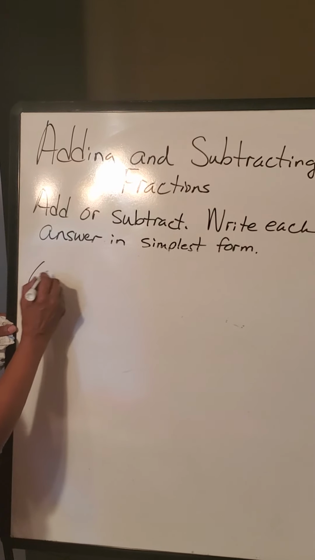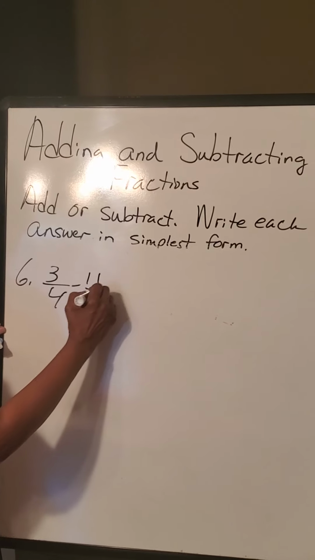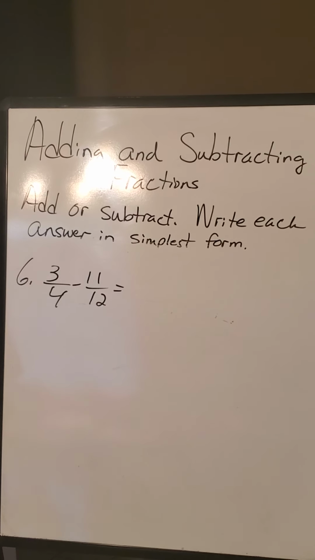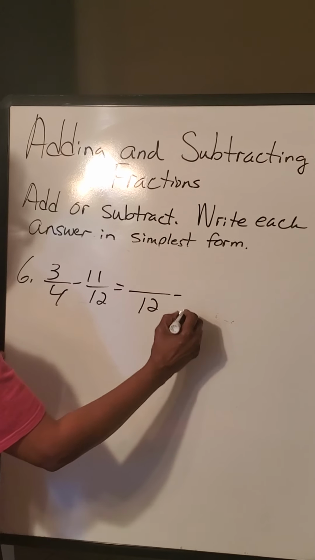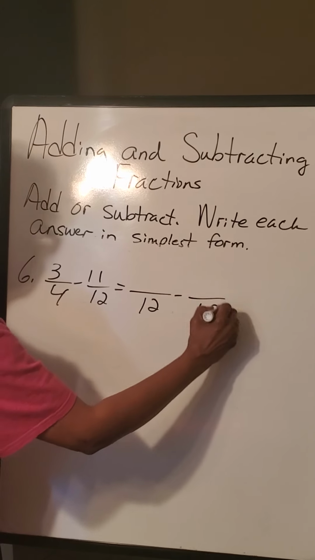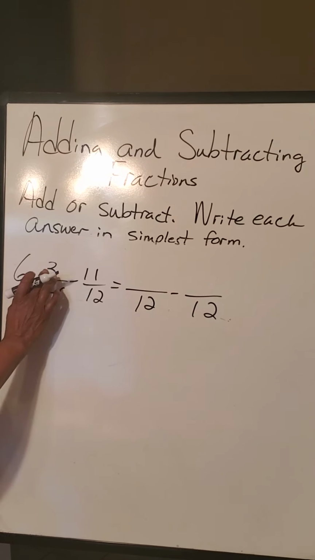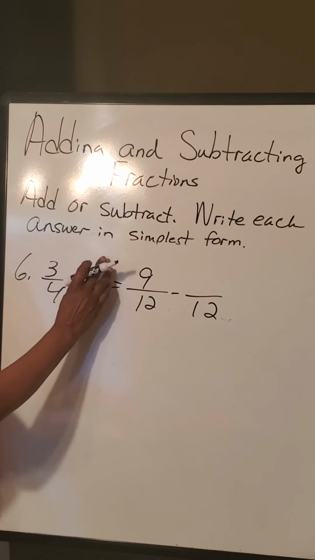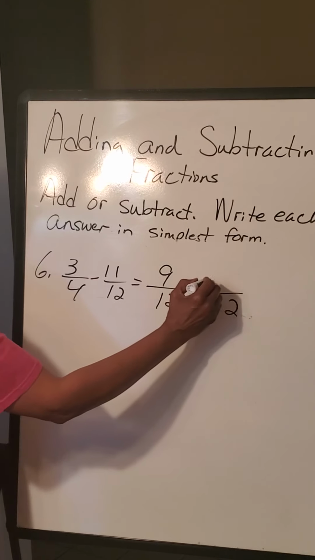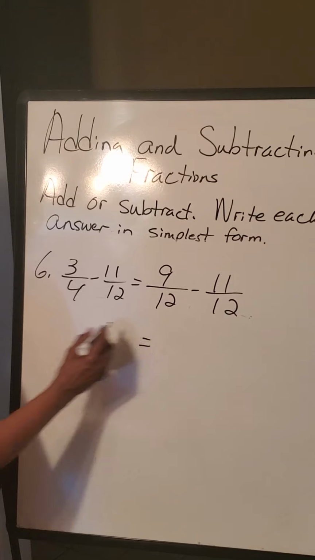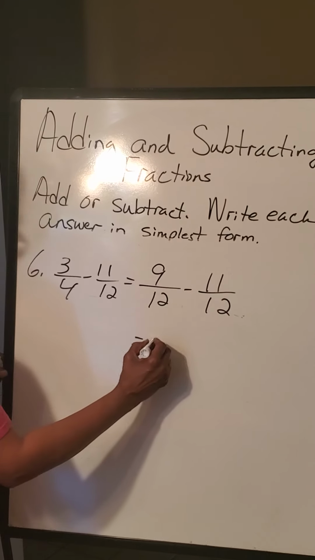Example 6. If I had 3/4 minus 11/12, the least common denominator for 4 and 12 is 12. So I'm going to rewrite this with denominators of 12. Ask yourself, 4 times what gives me 12? 3. So 3 times 3 is 9. Well, this fraction already had a denominator of 12, so that means the numerator remains the same. As I do 9 minus 11, I get a -2.